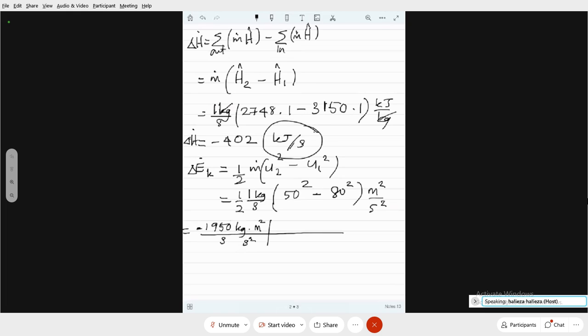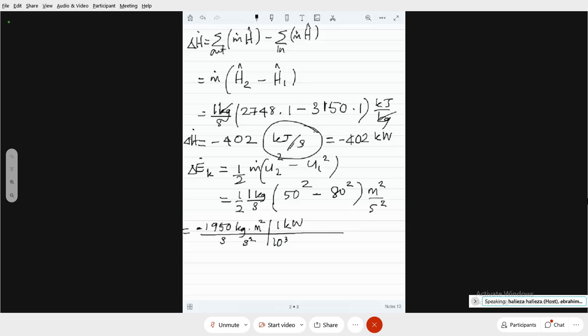If you change that into watt, minus 402, it is kilowatt, isn't it? Kilojoules per second is kilowatt. So now, let's get this into the unit of joules first. I think 1 kilojoule equals 1,000 meter square second square kilogram.